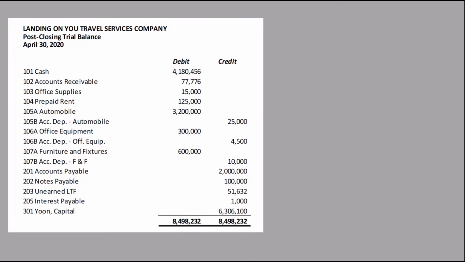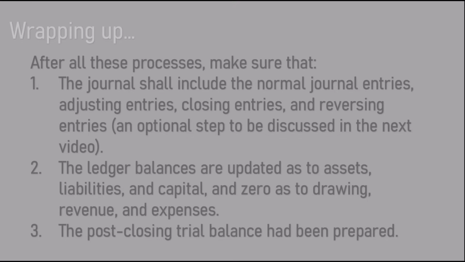So here's how we do it. For your travel services company, you just put the company name and then write post-closing trial balance, and we have there the end of the period, which is April 30, 2020. So here's how you do it. You just list all of the updated balances of your assets and contra assets, and then all of your updated balances of liabilities, and finally your capital. Okay, so as you can see, there is no drawing, revenue, and expenses anymore because they have zero balances. And what we only have in your post-closing trial balance are your real accounts.